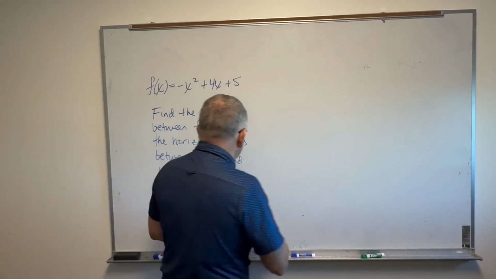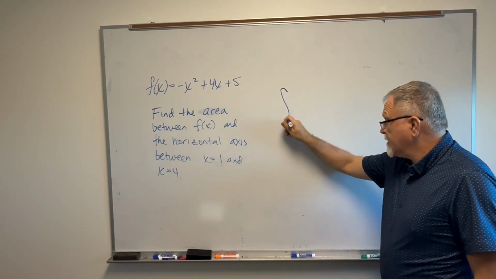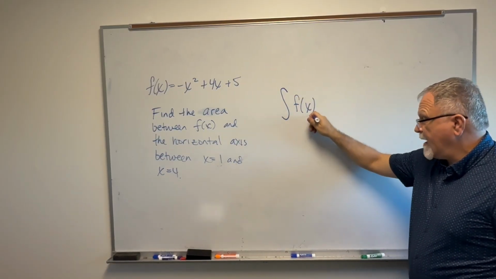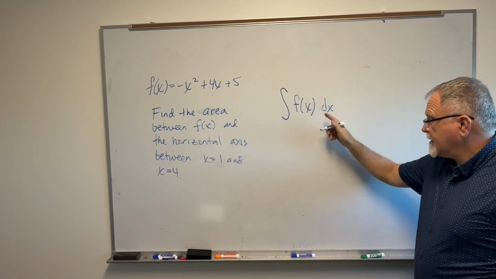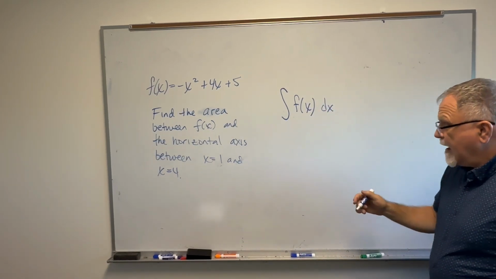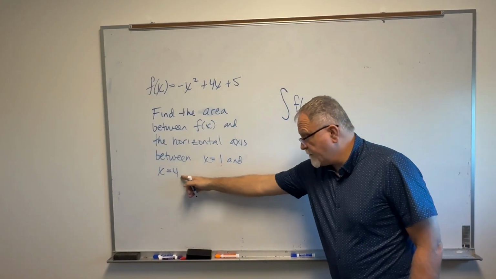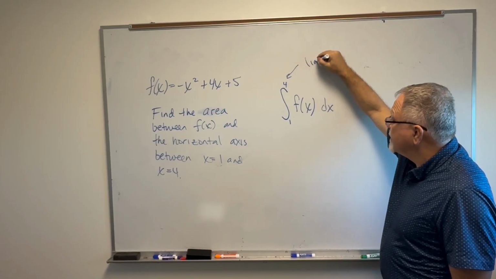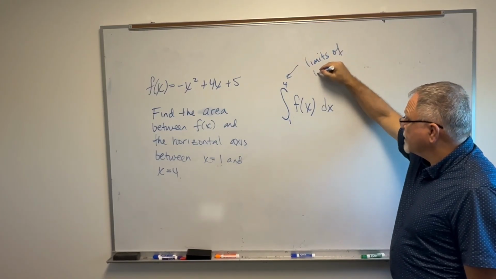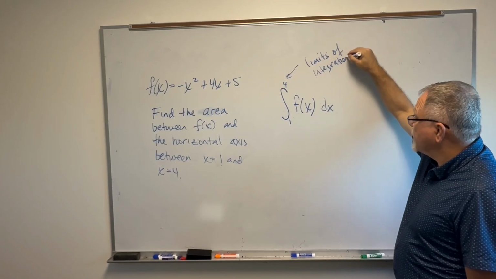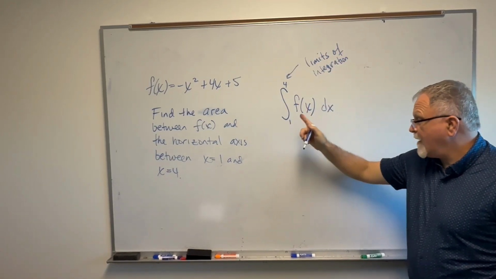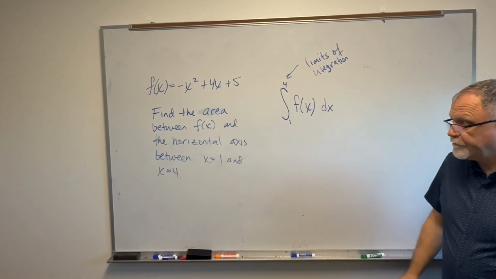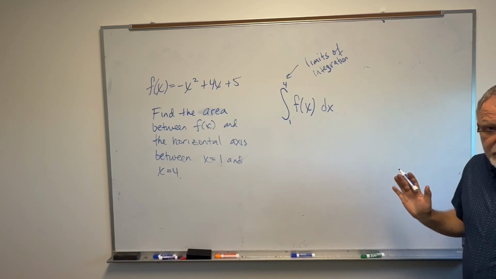The way we represent that is this. We're going to sum up all those areas of those rectangles. The height of the rectangle is going to be given by f of x. The width we're going to represent by dx. That's the infinitesimally small width. And the fact that we're going between 1 and 4, we can capture right here. These are called the limits of integration. So this tells me I want to find the area beneath the curve f of x and the horizontal axis between 1 and 4.